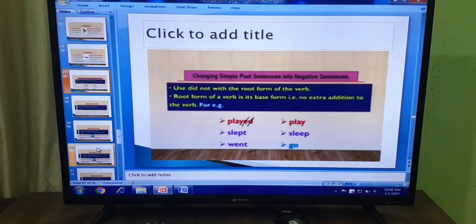Base form is the first form of the verb. Go, went, gone. So what is the base form of the verb here? Go. Sleep, slept, slept. So what is the base form over here? Sleep. Play, played, played. So what is the base form over here? Play. So base form is the first form of the verb, and just add did not before the verb and your sentence will get converted into a negative sentence.